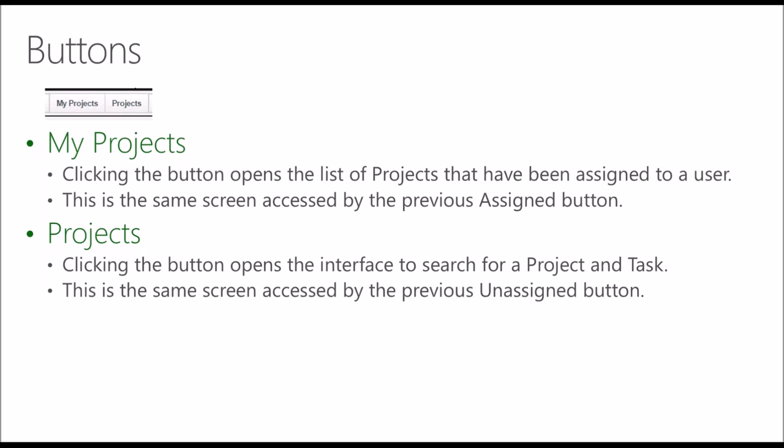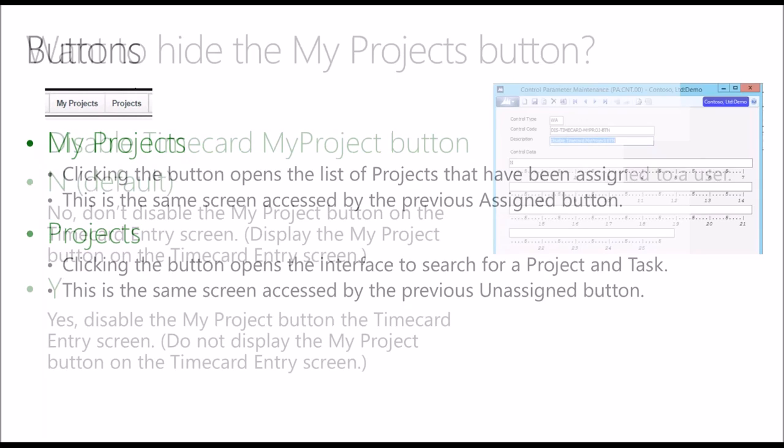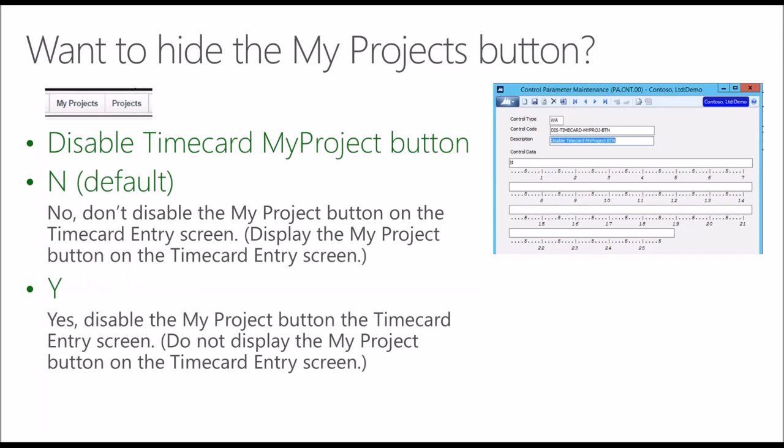Now the most common thing we get after the fact is, okay, now you've added those buttons, what if I want to actually hide one of them? What does that mean? Well, let's say, for example, at my company, we don't use My Projects. We don't assign people to projects. People can choose whatever projects they want. Well, I'd like to actually disable the My Projects button, and that's been included in the product. No longer do you have to customize it to turn off any of this button.